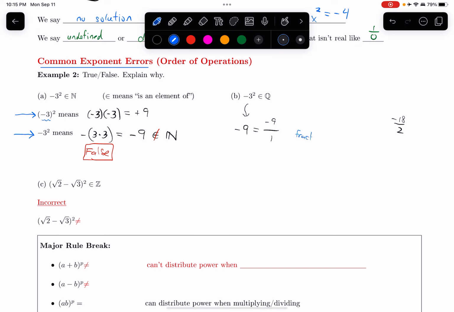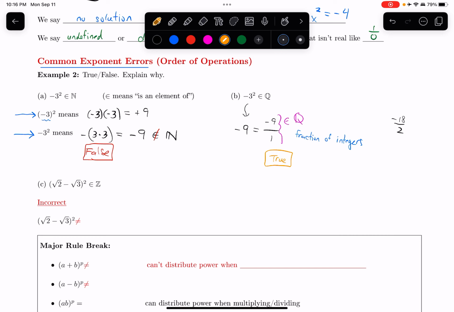So it is a fraction of integers like I need. So as a result, this whole number is an element of Q. It is rational. So as a result, part B is true. It is rational. Okay, let's move on to part C.